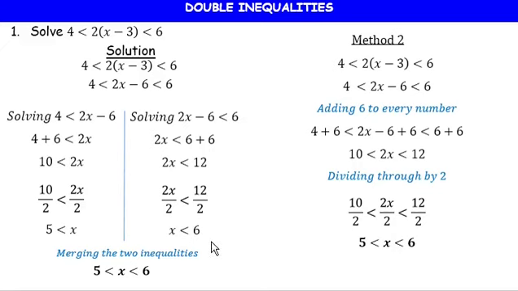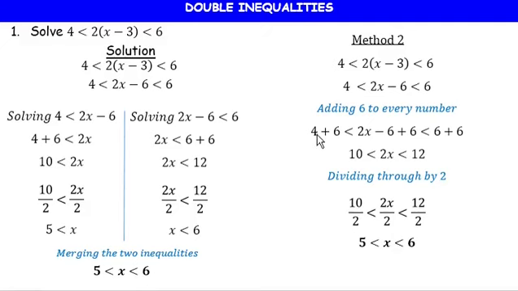So the next thing is to merge the two inequalities, put them together. The x is going to appear in the middle, and we place the two inequalities side by side. The first one was x is greater than 5, and then we add it to x is less than 6. You just put the two inequalities together. I believe you get it.